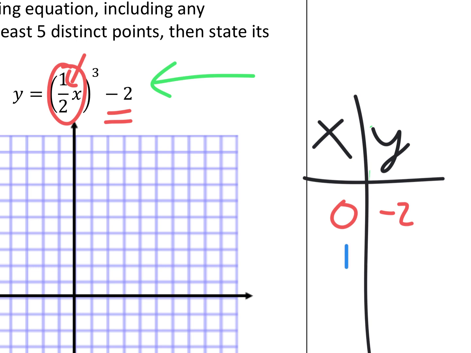1 honestly would be a bit of a pain in the butt because half of 1 is a half, and then I got to do 1/2 to the third. So what would you choose instead of 1? 2. Because then half of 2 works out nice because it turns into 1. 1 to the third is still 1. 1 minus 2, -1. So I think you get the idea. You just find a whole bunch of points.